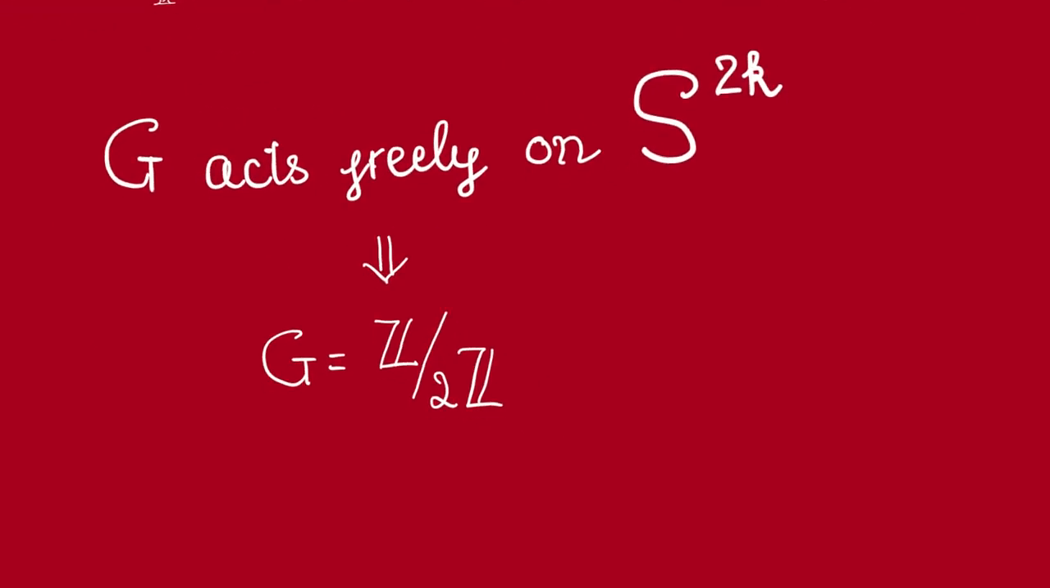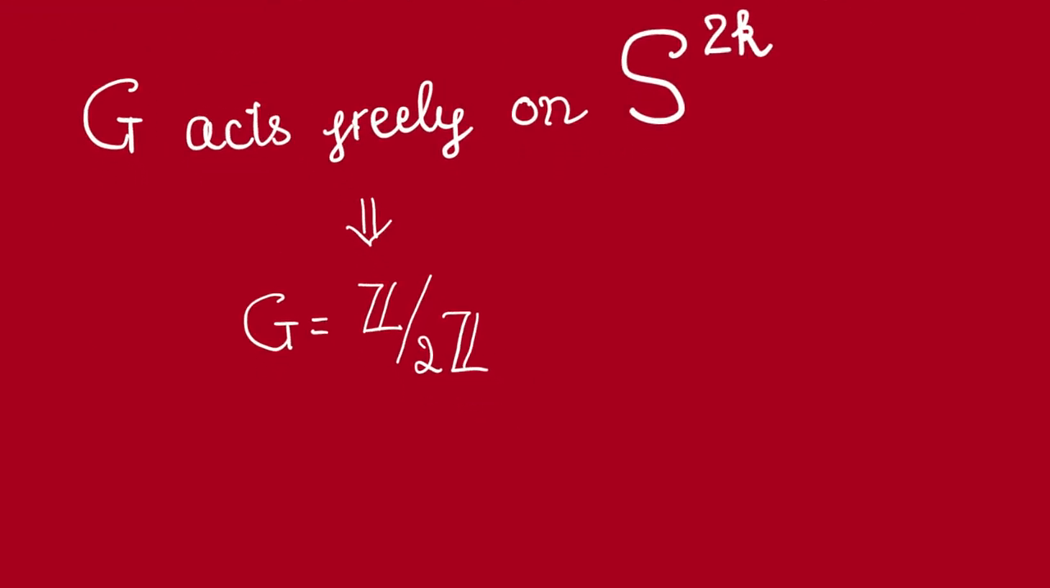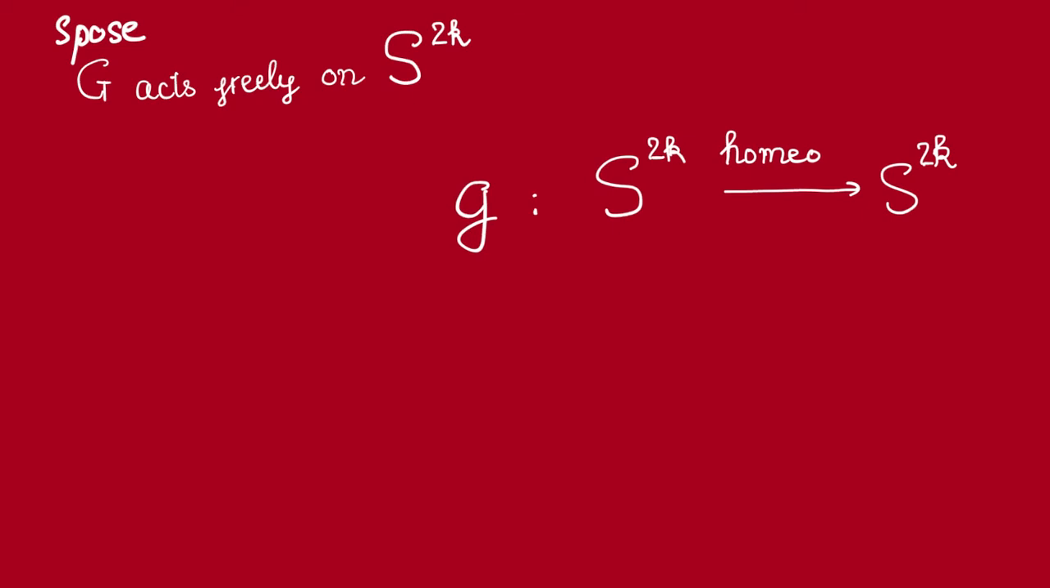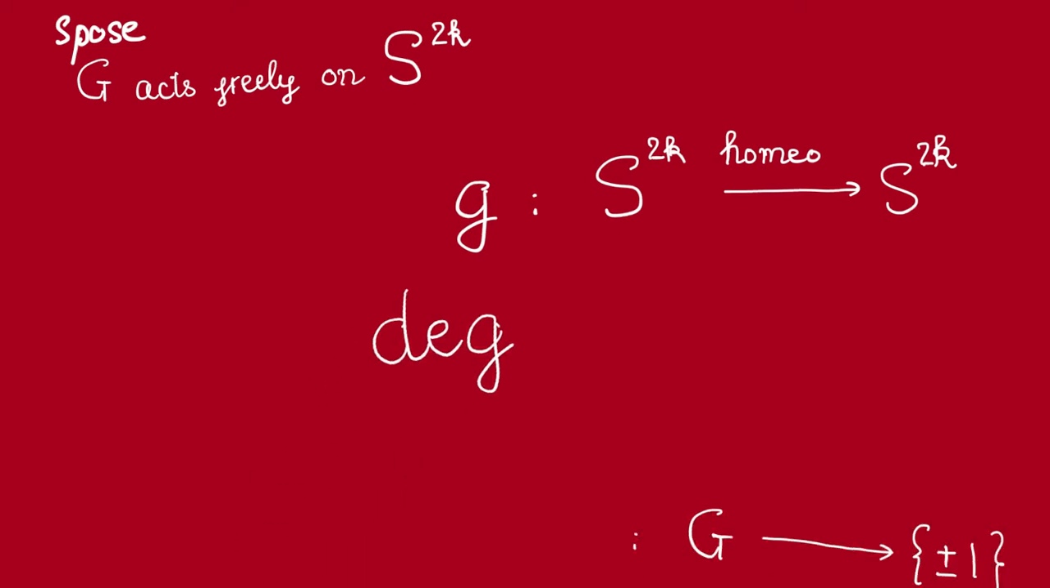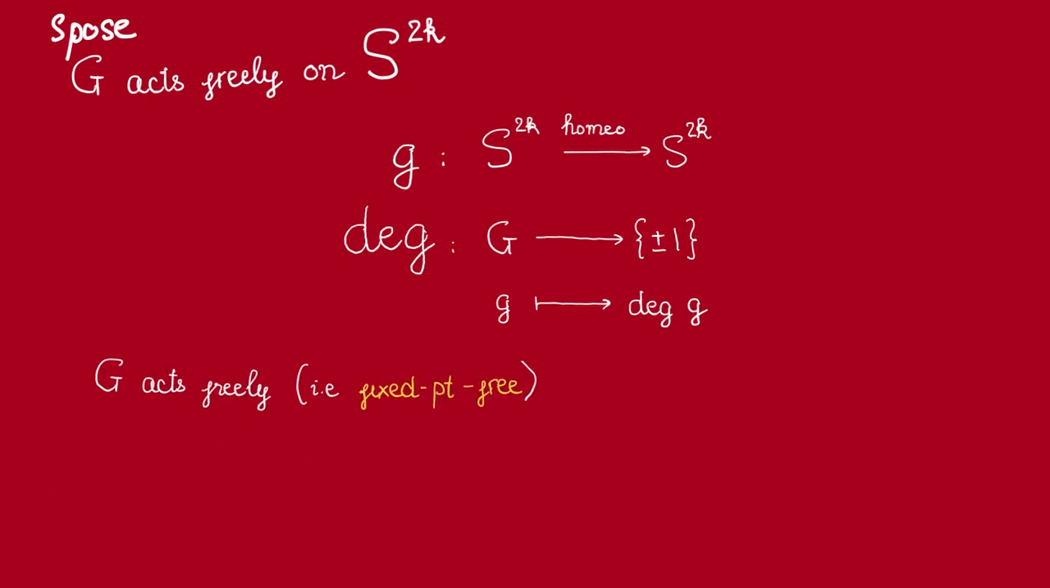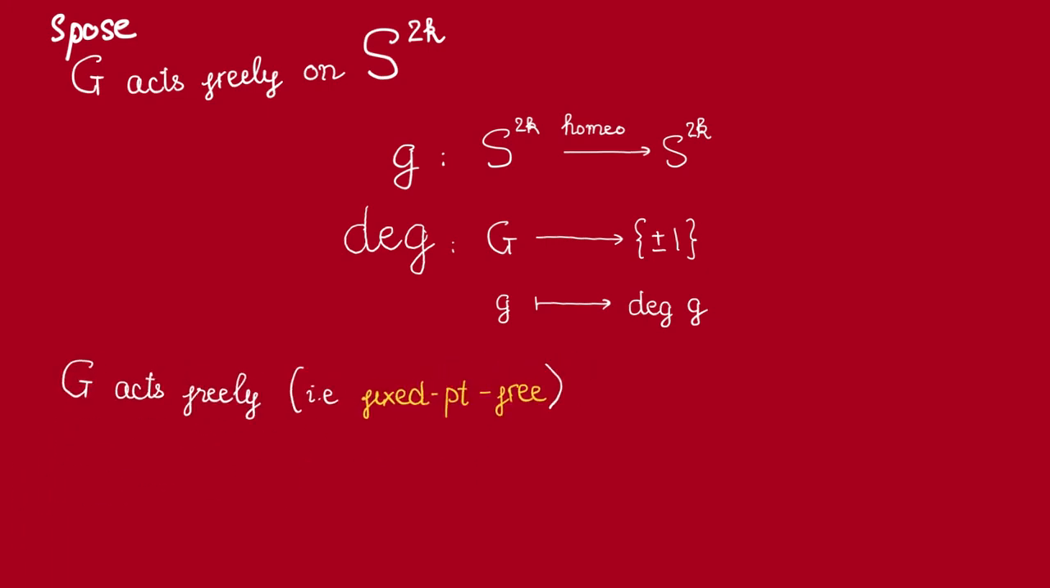Alright, so suppose that G acts freely on the even sphere. Let us show that G must be the group Z mod 2Z. Now, since elements of G are just homeomorphisms on the even sphere, we can define a degree map on G, just given by taking the degree of each element viewed as a homeomorphism on S^(2k). Now, since G acts freely on S^(2k), by our previous result, every element of G must have degree (-1)^(2k+1). And here's where we use the hypothesis that this is an even sphere. So the degree of every non-identity element of G must be -1.